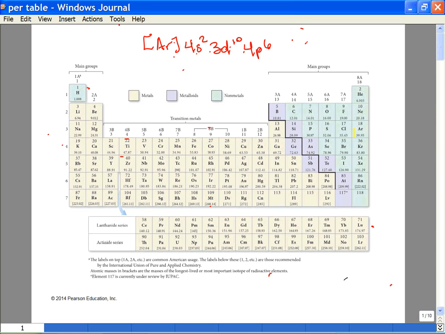So all we have to do for these is go based on what block we know it's in. So we know we have the argon core, and that means after that we came down here to the 4s2, that's filled. Then we go all the way across the 3d block. It's filled with 10 electrons. Remember, D has 10 electrons. And then we go all the way over here and we count that there are 6 electrons in the P block. And that puts us here.